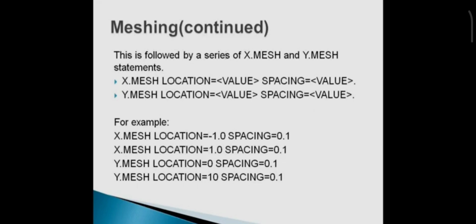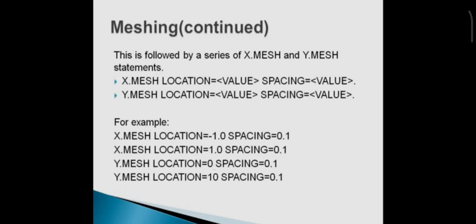The x.mesh and the y.mesh statements are used to specify the location in microns of vertical and horizontal lines respectively, together with the vertical or horizontal spacing associated with the line. You must specify at least 2 mesh lines for each direction. Both negative and positive values of x and y are allowed.